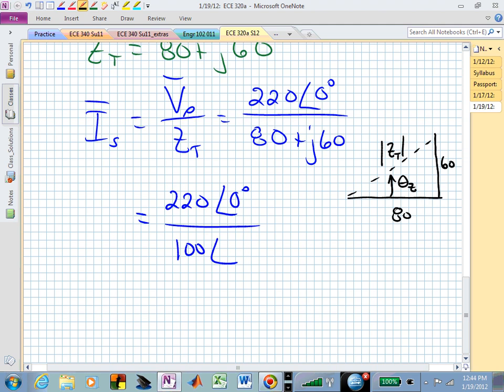And this is one of those classic angles that you'll probably commit to memory, but that's 36.9 degrees. Our current is now, and I can actually divide 220 by 100. That's not too hard of a computation. The magnitude of that current is 2.2, and what's the angle? It's a negative 36.9.